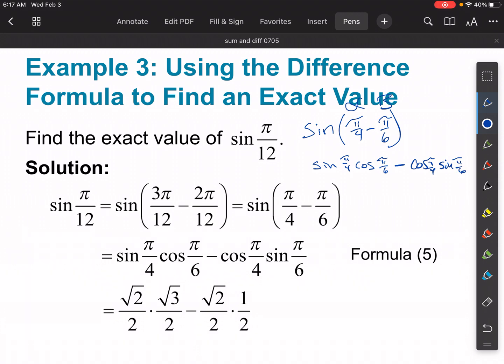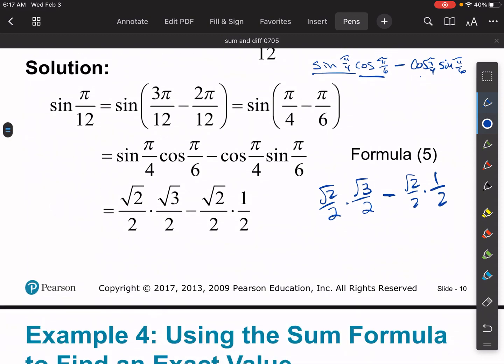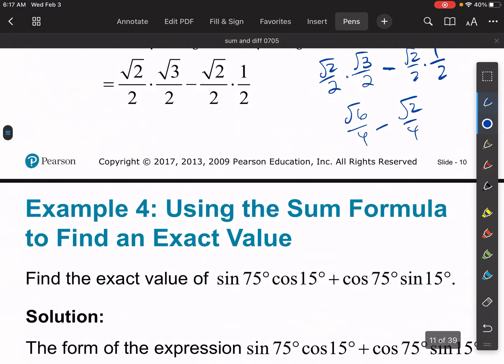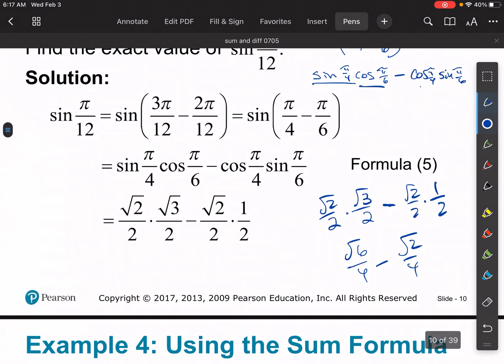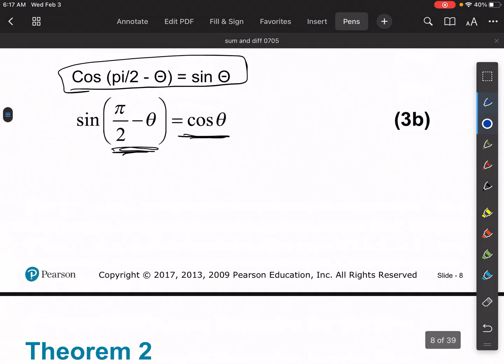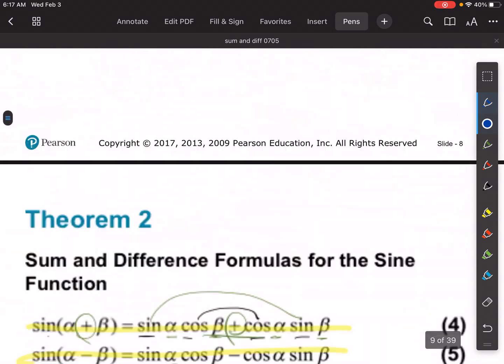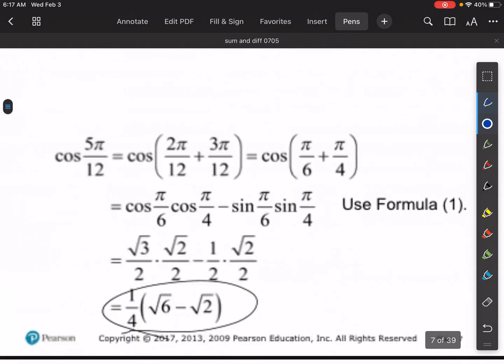When we plug those things in, the sine of pi over 4 is the square root of 2 over 2. The cosine of pi over 6 is equal to the square root of 3 over 2. We're going to subtract the cosine of pi over 4, which is square root of 2 over 2, times the sine of pi over 6, which is a half. When we do this, we get the square root of 6 over 4 minus the square root of 2 over 4, which is 1/4 times the square root of 6 minus square root of 2. I think that's what we had when we did it up here somewhere.